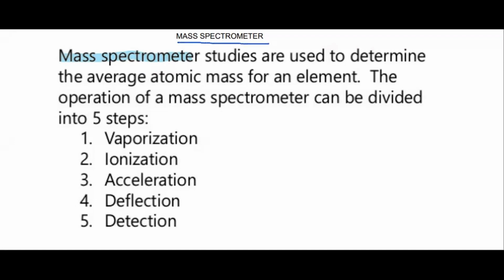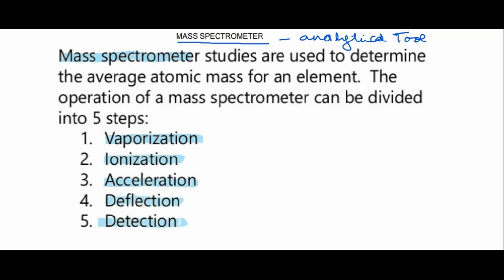Now this mass spectrometer is actually a simple device, an analytical tool used for the analysis of chemical compounds, right? This particular tool helps us detect the different atoms which an element possesses. Now, I'm going to show you a simple layout. In the mass spectrometer, the element undergoes these 5 stages, these 5 processes: vaporization, ionization, acceleration, deflection, and detection.